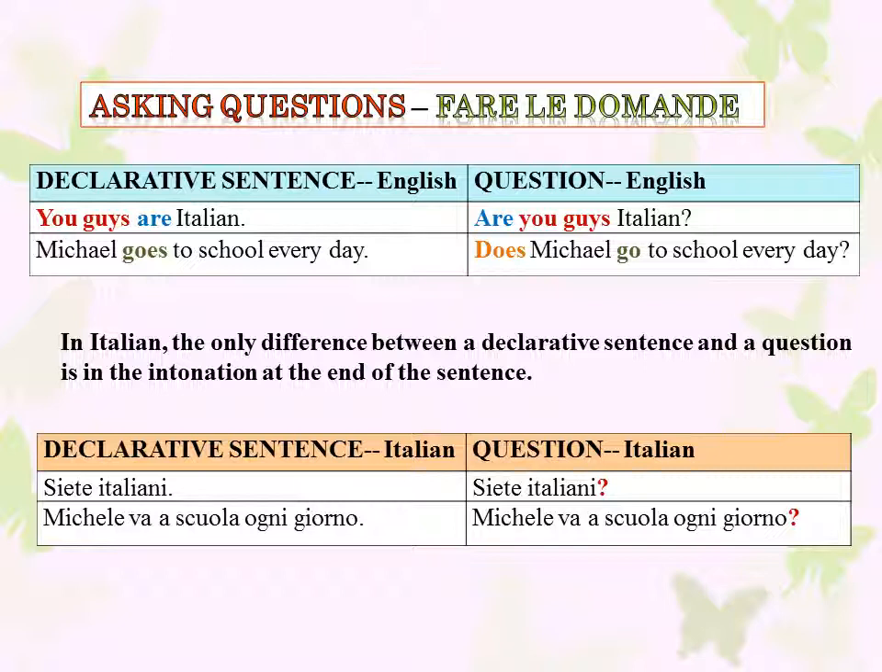In Italian, the only difference between a declarative sentence and a question is in the intonation at the end of the sentence. Siete italiani is the statement. Siete italiani is the question. Michele va a scuola ogni giorno is the statement. Michele va a scuola ogni giorno is the question.